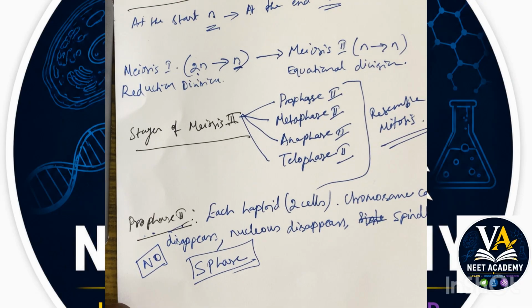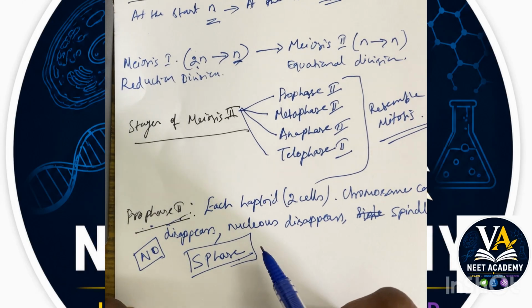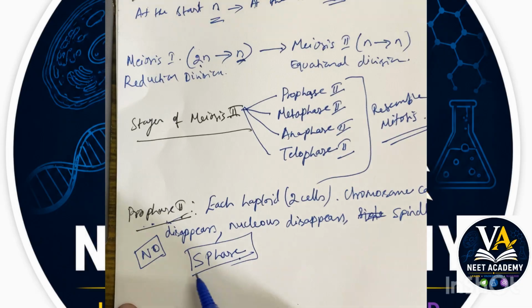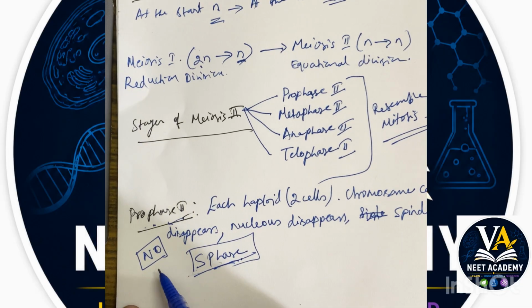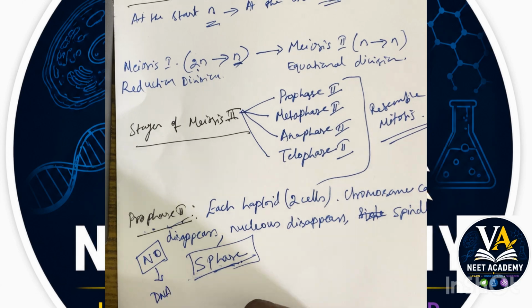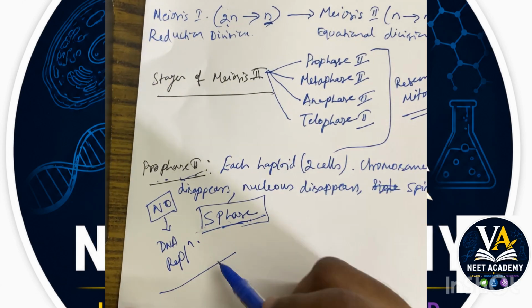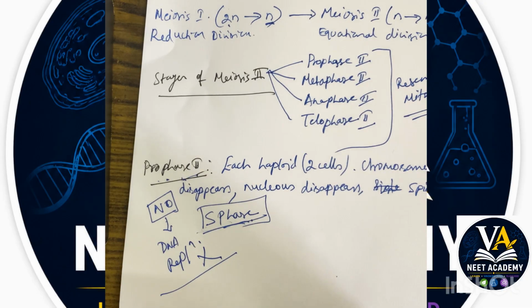If you go back to mitosis, I have explained there what happens in S phase of interphase. So in prophase II there is no S phase happening, and hence there is no DNA replication. DNA replication does not happen in prophase II, a very important fact which usually is asked in the NEET questions. So what is happening in prophase II?